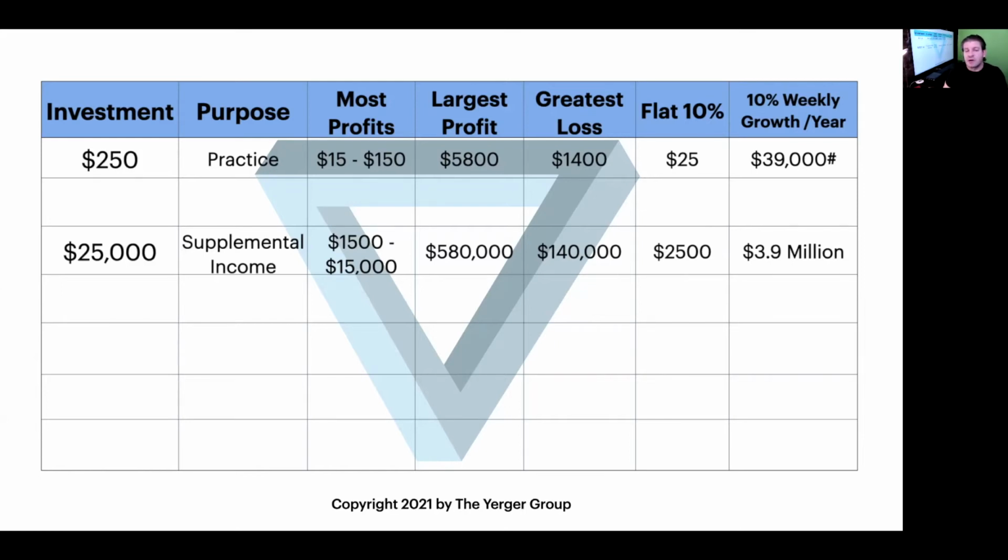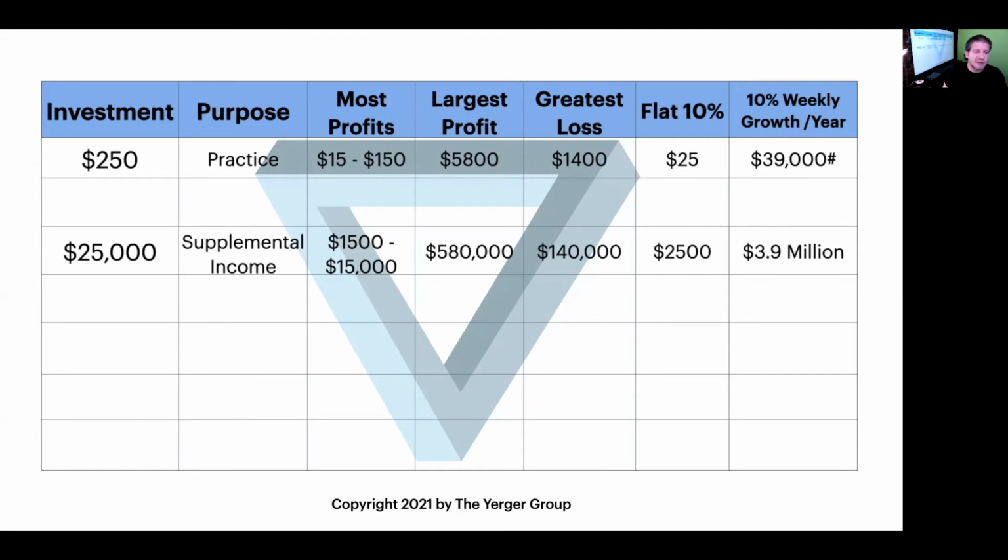Your greatest loss will be $140,000. Again, based on using the same risk management that we used in the previous account for a $250 starting balance, your greatest loss will be $140,000. That's also going to happen. But at this point, your account balance can handle something like that. And while it might hurt, that's a house to some people. That's a year's salary to a lot of people. But it's not going to be to you.